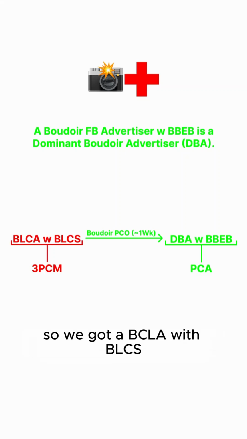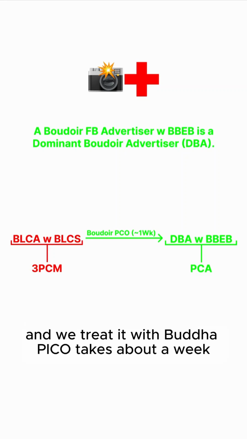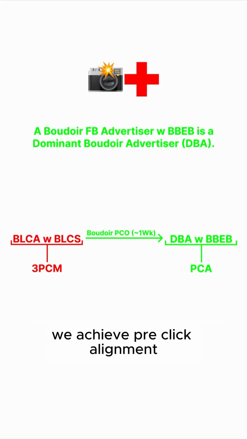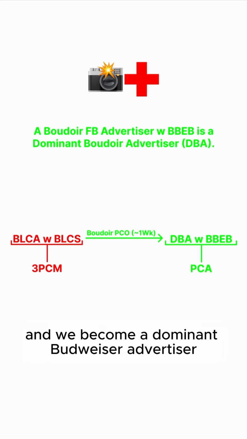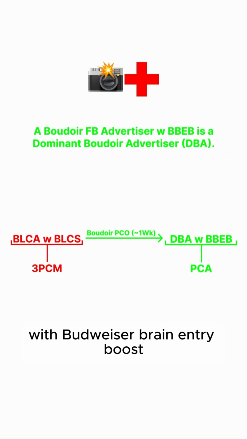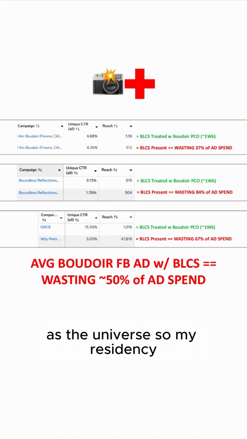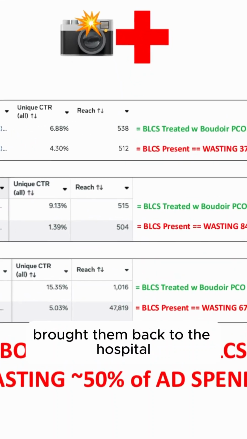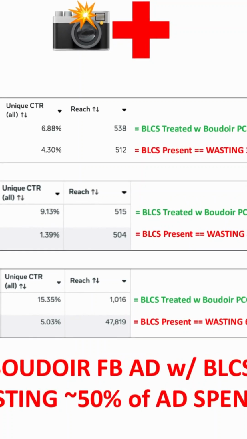So we've got a BLCA with BLCS caused by the 3 pre-click mistakes. And we treat it with Boudoir Pico, which takes about a week. We achieve pre-click alignment, and we become a dominant Boudoir advertiser with Boudoir brain entry boost. That's the universe. So in my residency, I went in, found some Boudoir Facebook ads, brought them back to the hospital, tested them, patched them up.